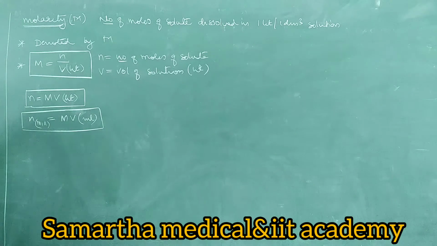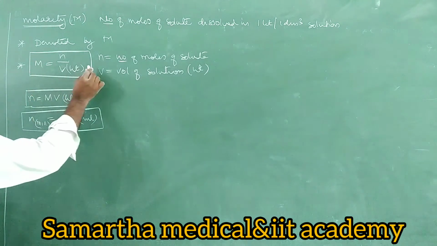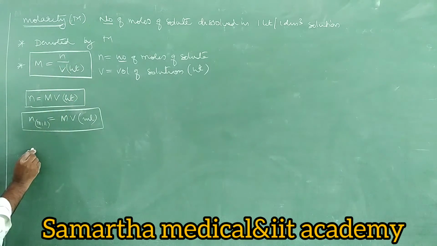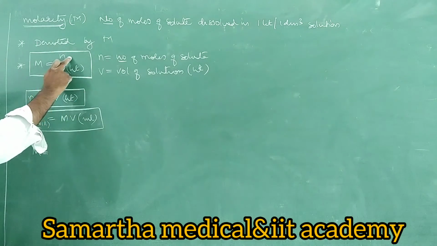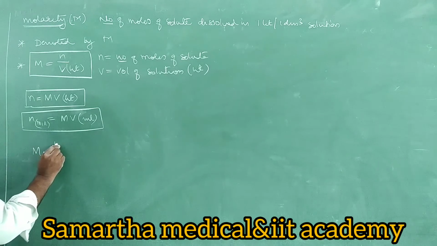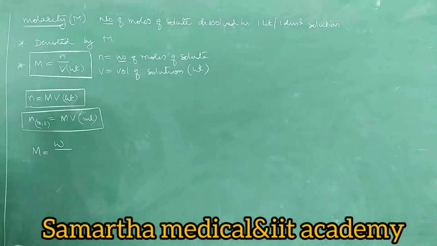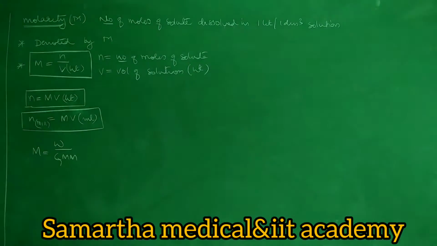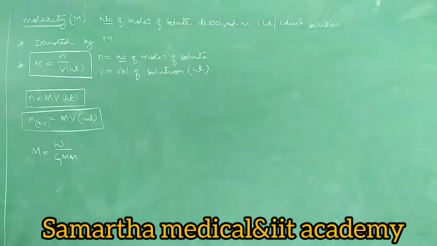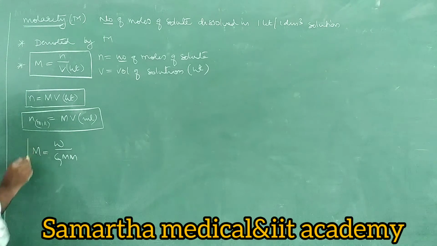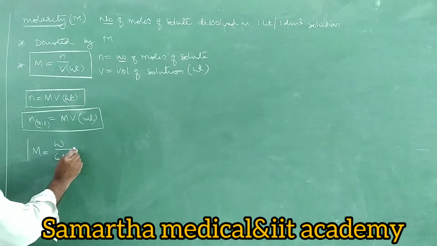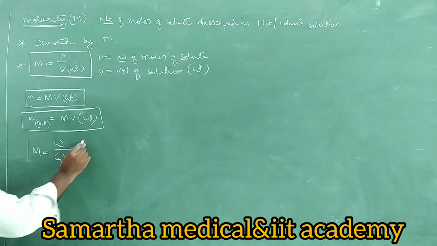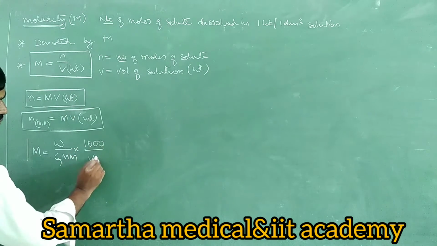Okay, next. Now see this equation. Molarity is equal to the number of moles. What is the number of moles? Can I take the mass of the solute, or weight of the solute, divided by gram molar mass? Right. So therefore, molarity is equal to weight by gram molecular weight into 1000, divided by volume in milliliter.